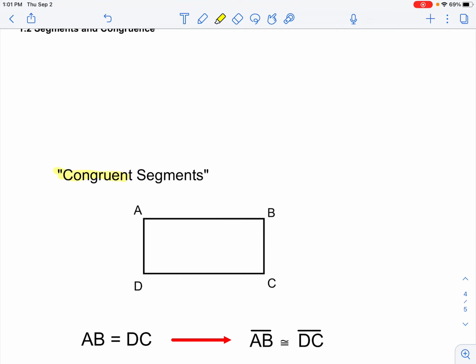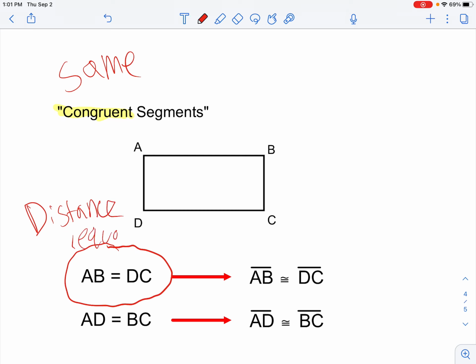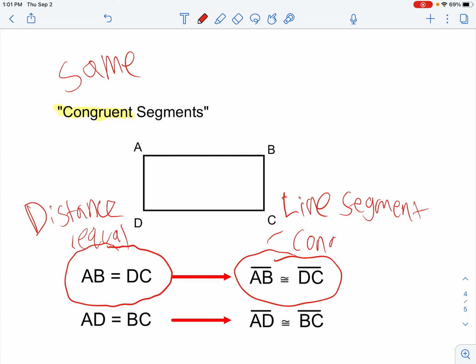Congruent segments. This word congruent means same, okay? So same segments. If we look, this is a rectangle. So we are saying that AB is equal to DC. Notice this, right here, no segment bars. This is because these are distances, okay? So distances can be equal, but shapes are congruent. So this is a line, and this is saying line segment. So it's different. Distances are equal. Shapes, which lines are shapes, are congruent.